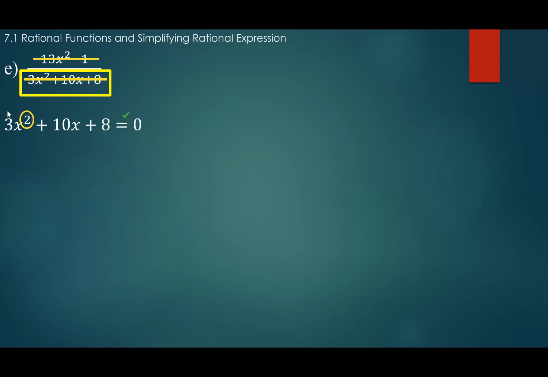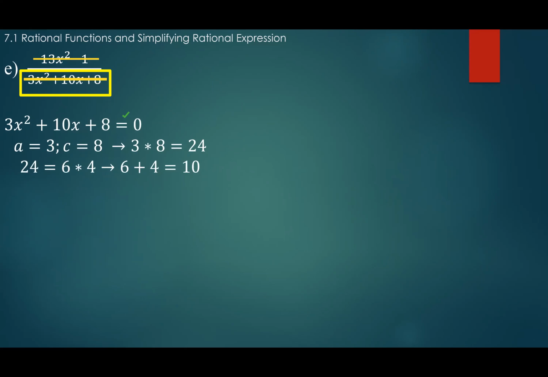Because there's a 3 in front of the x squared and I cannot get rid of it, meaning I have to do the AC method. What does the AC method do? It tells me to take the 3 times the 8, the A and the C, to give me 24. Now I need to ask myself, are there two numbers that multiply to give me 24 but add together to give me 10? 6 times 4 is 24, and 6 plus 4 gives me 10.